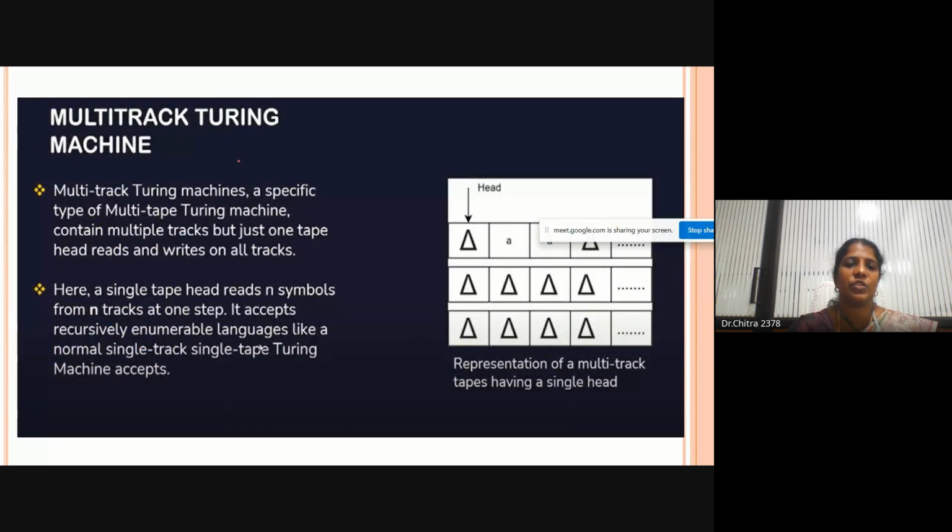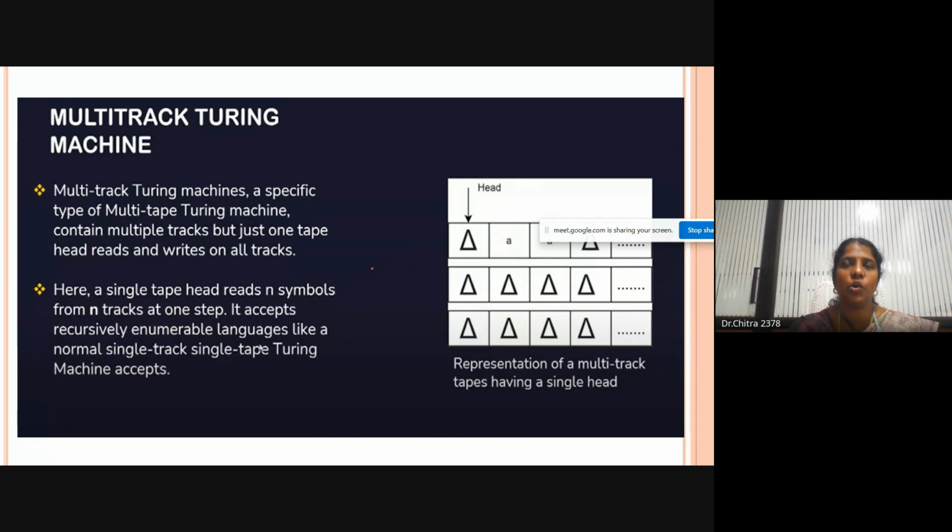So the multi-track Turing machine is a specific type of multi-tape Turing machine only. Multiple tracks, but only one tape head is there. In the multi-tape Turing machine, there are many heads. If the number of tapes is n, then n heads are there. At the same time, you can modify n tapes. But in the multi-track Turing machine, many tracks are there and only one head is there.